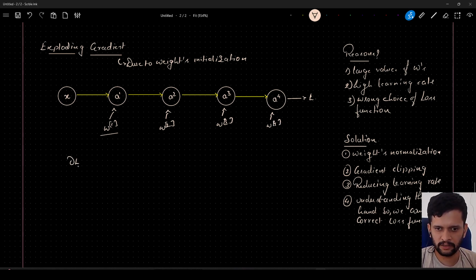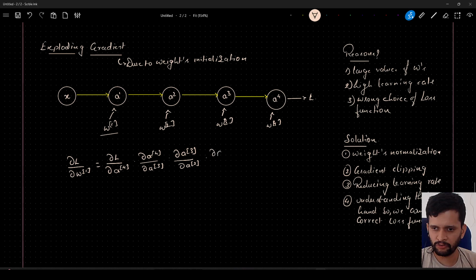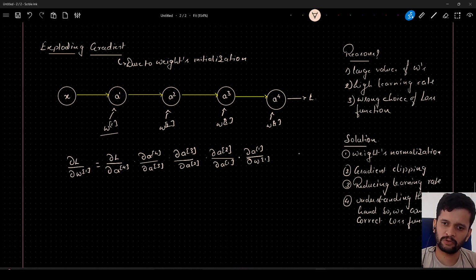If I want to calculate the derivative of the loss with respect to the weights at layer 1, with the help of the chain rule, we can write it as the derivative of the loss with respect to the output A4, times the derivative of A4 with respect to its input, which is A3, times the derivative of A3 with respect to its input, which is A2, times the derivative of A2 with respect to its input, which is A1, and finally times the derivative of A1 with respect to its input, which is W1. So this is what we get with the help of the chain rule.